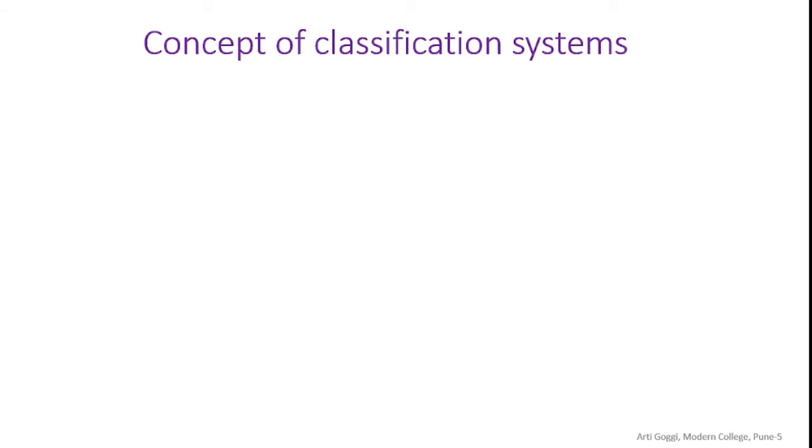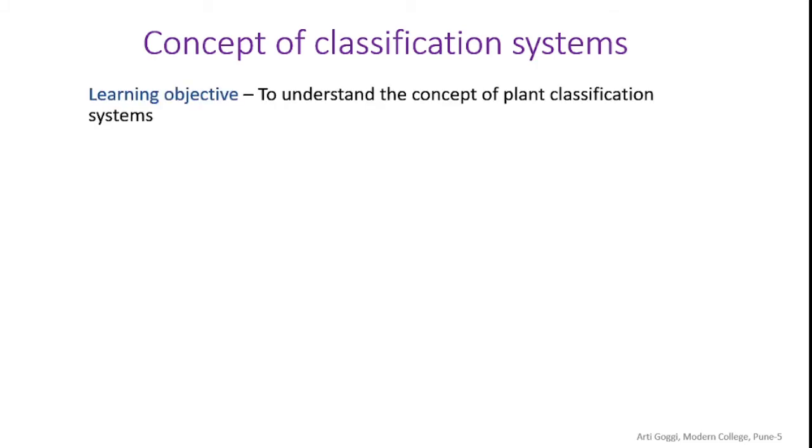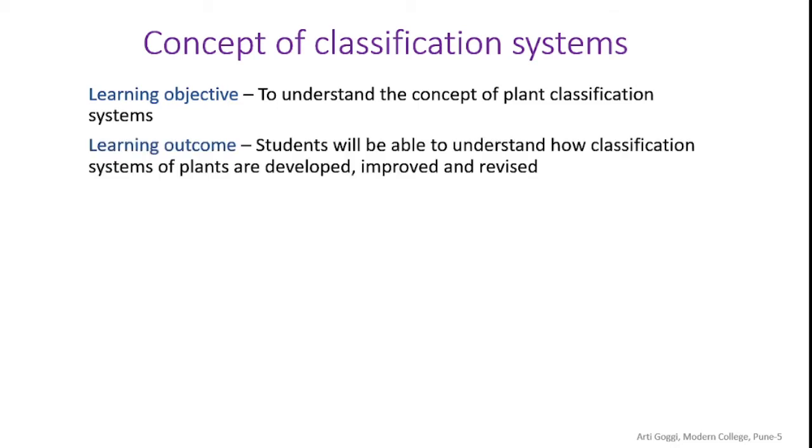Let us understand the concept of classification systems in plants. So our objective is to understand the concept of plant classification systems, that means how they are developed. After learning this concept, students will be able to understand how classification systems of plants are developed, improved and revised over a period of time.